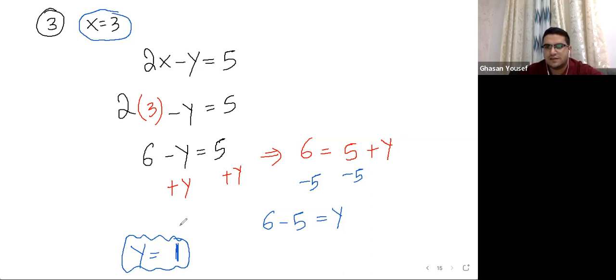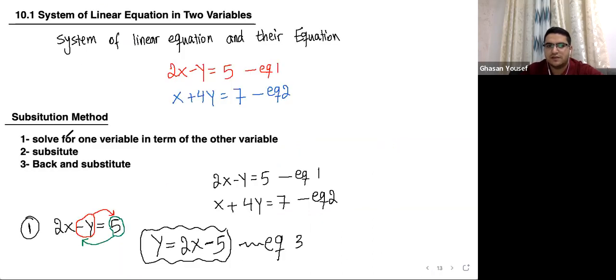And this is the answer for the first method, the substitution method, the first method we learned in this class. Next time, I'm going to give you the other two methods we can use to solve a linear system of two variables.